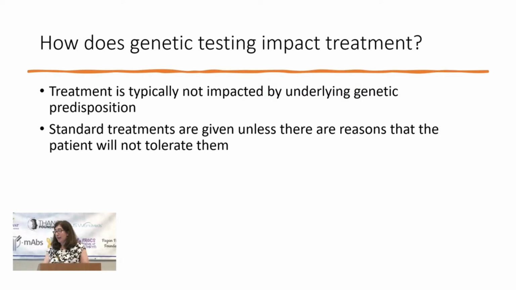Typically, the genetic testing, the germline changes that we identify, do not impact the treatment that is done. We still need to do everything that is needed to treat and cure the primary cancer. Although this information is helpful for us to think about the future and planning for the patient and family, it's not going to change typically the treatment that would be given.